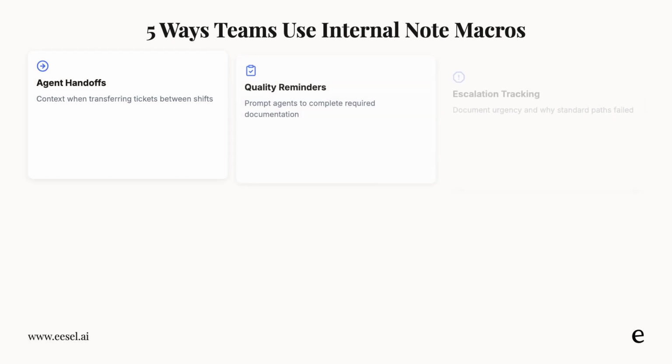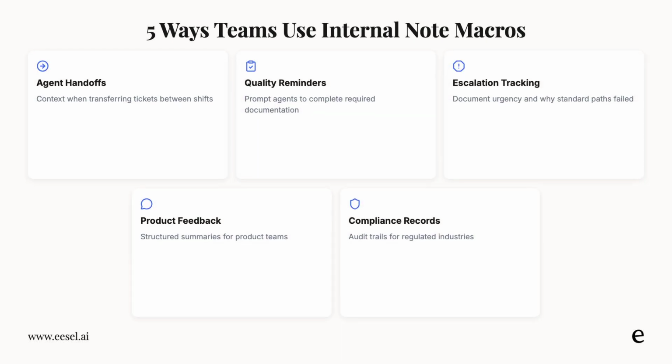Internal Note macros shine across 5 core scenarios: agent handoffs, quality reminders before ticket closure, escalation tracking, structured product feedback summaries, and compliance documentation for regulated industries. Each one saves time and reduces dropped context.